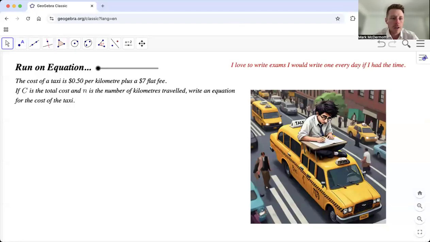All right, so we're going to look at what I think is one of the most common errors students make when they're being introduced to algebra, and it's what I would call a run-on equation. It's to do with their working out. I think there's a parallel we can draw with English.